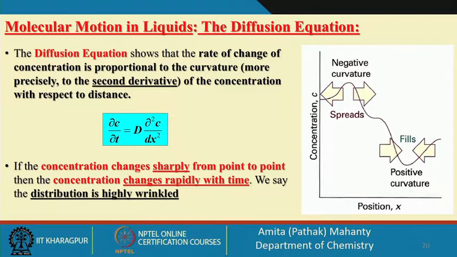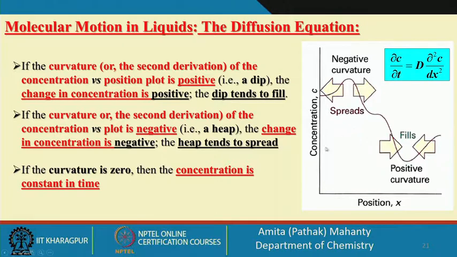That means, at 2 points along the same axis, suppose the x axis, we are moving the particles along the x axis. If the concentration at x equal to 1 is drastically different from that at a distance, say 1 centimeter from the initial x, then we say the concentration changes rapidly with time, and the system is supposed to be highly wrinkled. Now, what are these curvatures which we are looking into, and what do they signify? Let us look at this in detail.